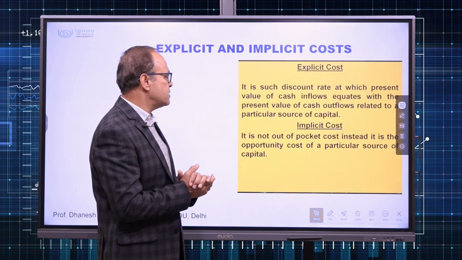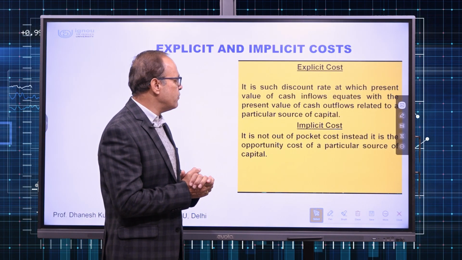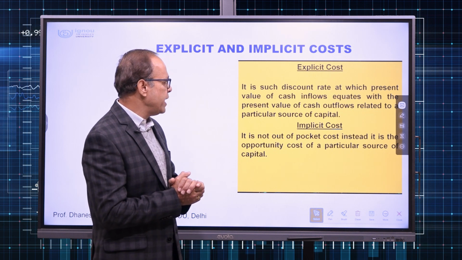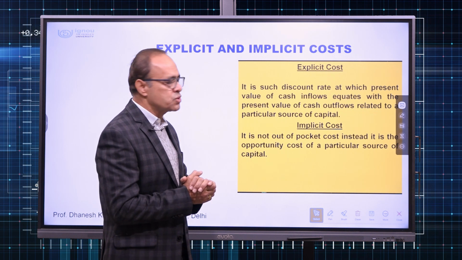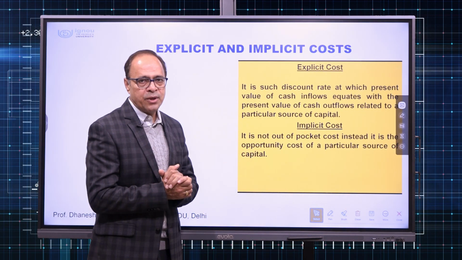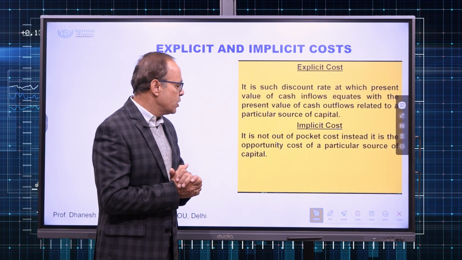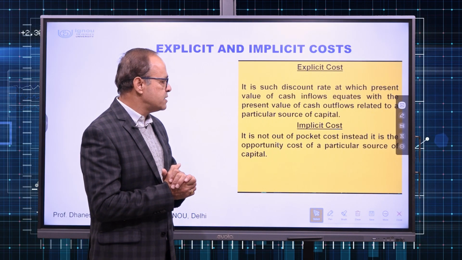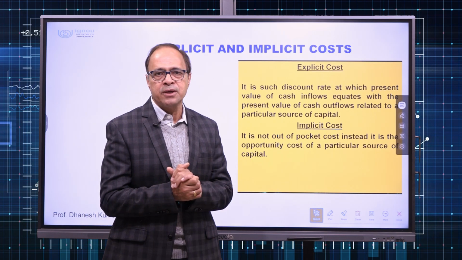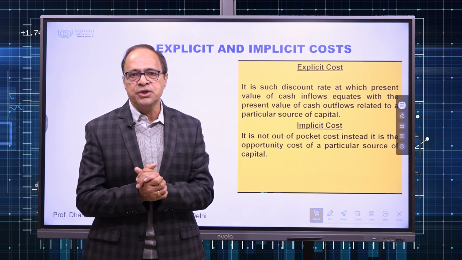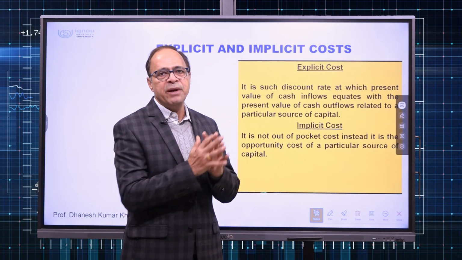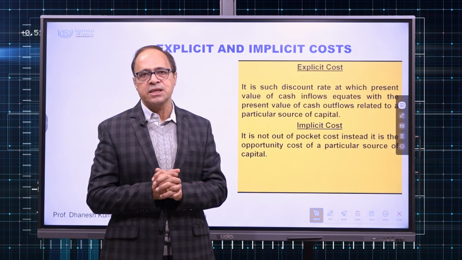Explicit cost is such discount rate at which present value of cash flow inflow equates with the present value of cash outflow related to a particular source of capital. Whereas another term, implicit cost, is not an out-of-pocket cost; instead it is the opportunity cost of a particular source of capital. Now, by opportunity cost of capital, we mean the quantum or percentage of benefits foregone from the second best alternative.